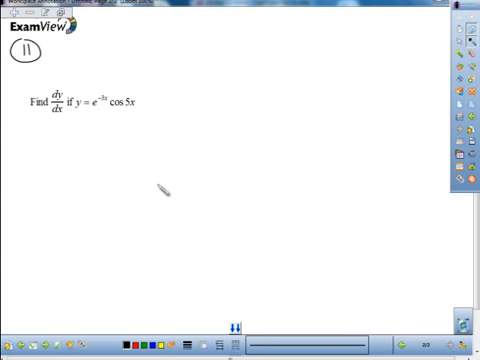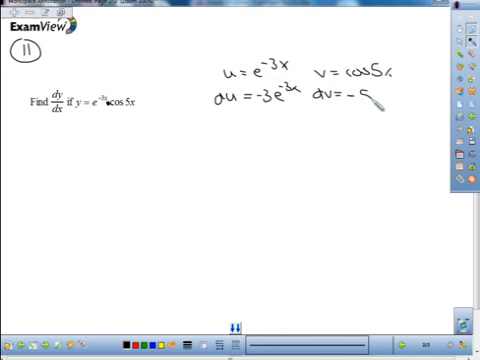Okay, so we're going to find the derivative of y equals e to the negative 3x cosine of 5x. So notice this is the product. So I'm going to let u be e to the negative 3x. v is going to be cosine of 5x. So the derivative of u is negative 3 e to the negative 3x. The derivative of v is negative 5 sine of 5x.